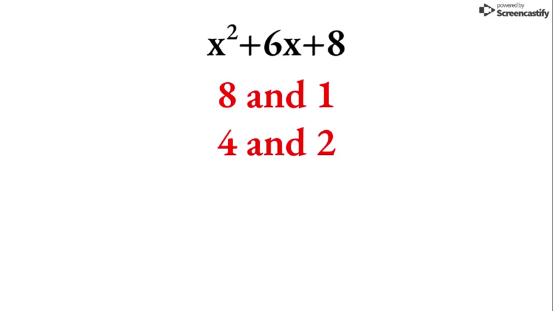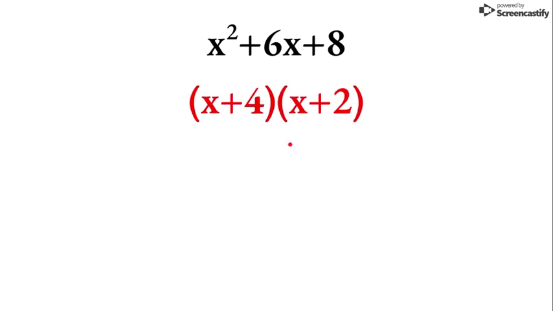Which one is necessary for this problem? To find out, we have to look at the second term of our polynomial, which has an x attached to it. The coefficient of this term is 6. The 2 factors of 8 that we choose must add up to 6. So we are going to use 4 and 2.